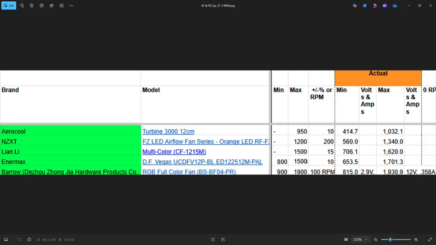The Barrow, again, I had to do special testing. That's why we've got the 2.9 volts at the minimum and 12 volts at the maximum. That was rated at 1900, and the maximum that I achieved was 1930.9.